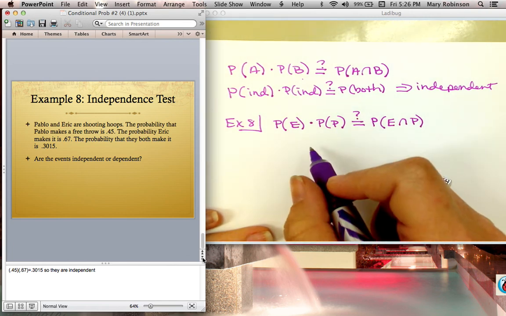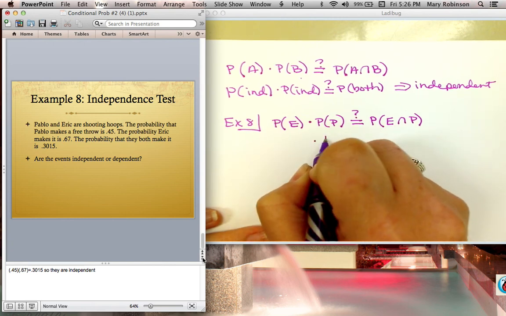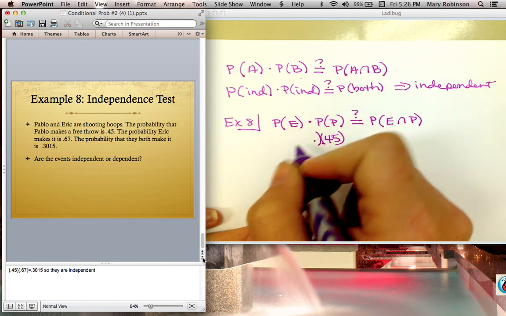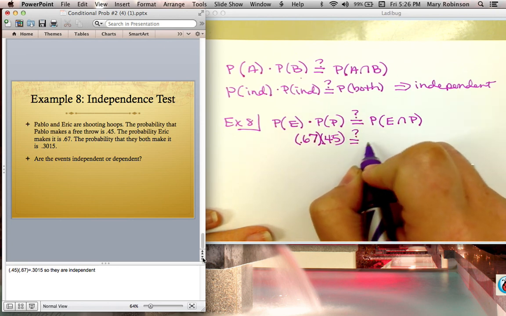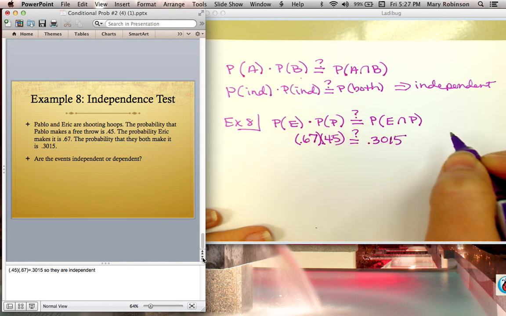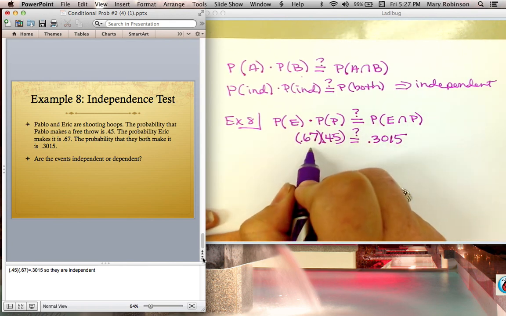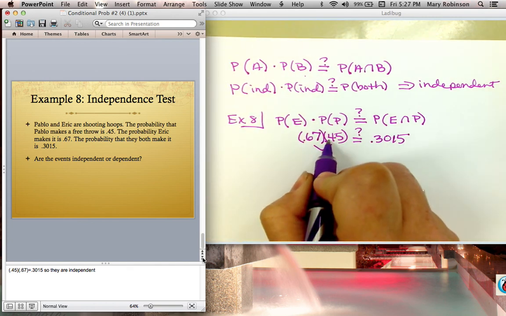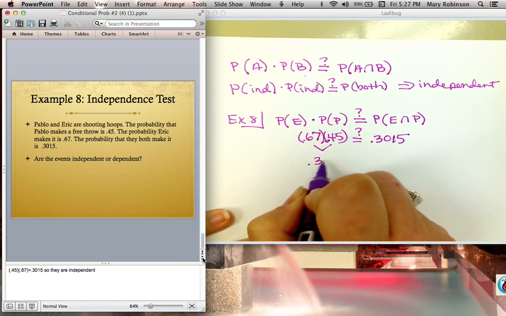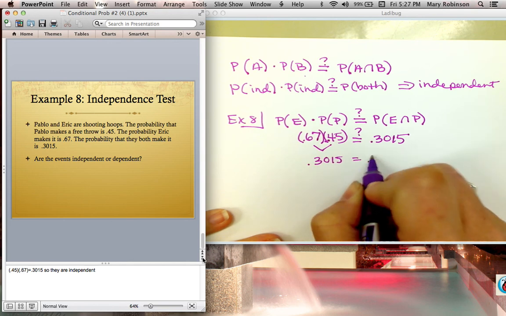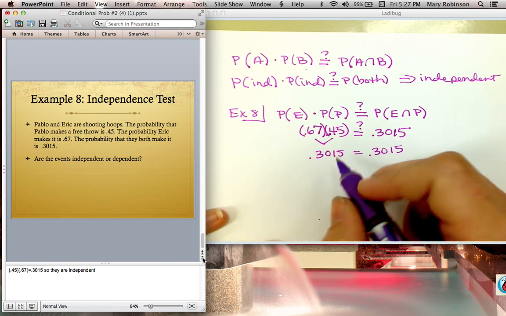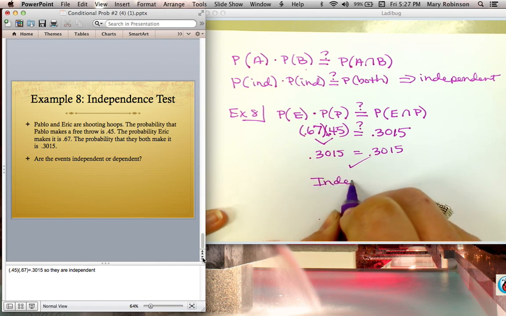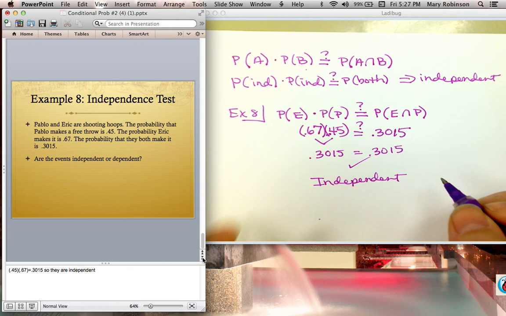So from the paragraph, it says the probability that Pablo makes it is 0.45. And then the probability that Eric makes it is 0.67. And we want to test and see if it's equal to 0.3015. So all we need to do is pick up our calculator and multiply these two together. 0.67 times 0.45. And in fact, it does equal 0.3015. So this is exactly the work I would want to see when you do this problem. Show that they either are or are not equal, and put a check and write independent. They are independent because the product of the individual probabilities is equal to the probability of both.